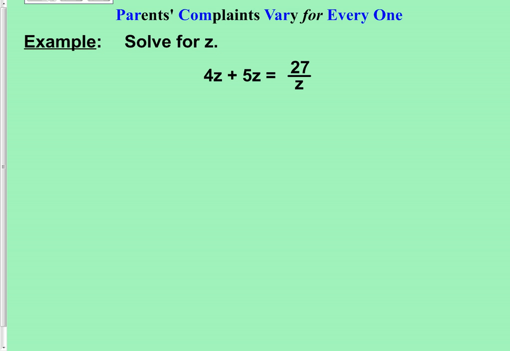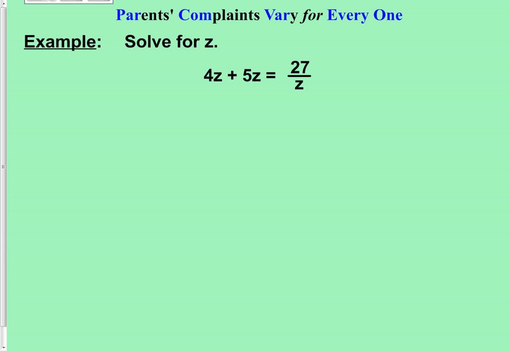Again, 4z plus 5z equals 27 over z. Now, true enough, you are going to start seeing more and more and more variables in your problems. Algebra 2 is going to be packed with them, where it is just giving you tons and tons and tons of variables. So you might as well get used to it. Your days of only having one nice, neat, easy to get to variable, those are pretty much just about over.